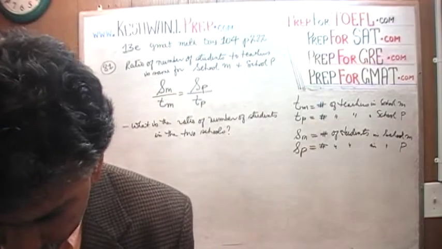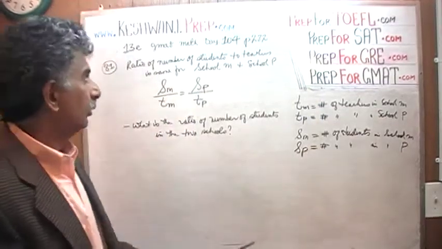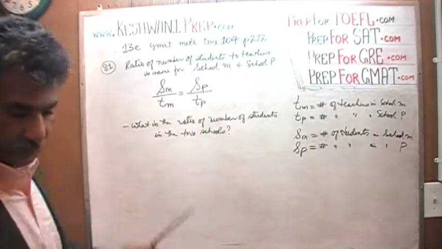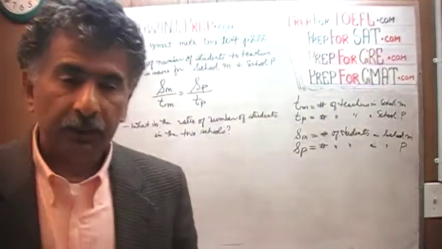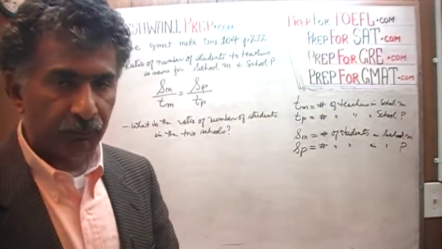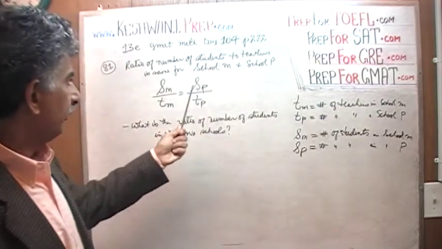The problem that we are about to solve is the one that you will find on page number 282, and today is our lesson number 104. Question number 81 is what we're going to do here. If you please turn to page 282 and read the problem to yourself, you will find that we have two schools, school M and school P.